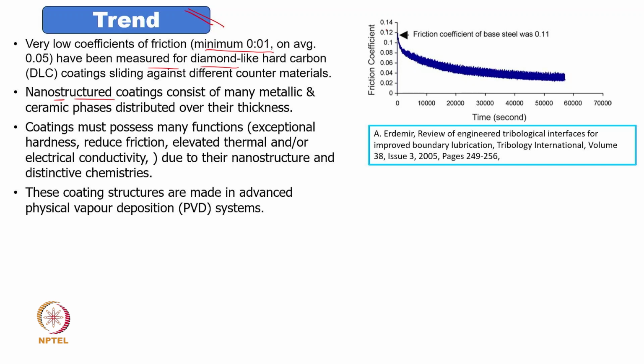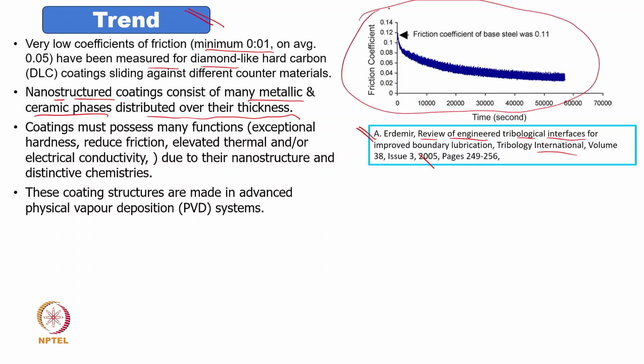This has been shown for the nanostructure, and I am referring to the review paper on engineering tribology interface that was published in 2005. A nanostructure coating has been mentioned in this case. The reason being, this coating has many metallic and many ceramic phases over the thickness. That needs to be optimized: how much metal, how much ceramic, and what are the different phases. It's shown that the coefficient of friction is continuously decreasing with time. So it is getting adjusted, and more and more the better and better results are happening.